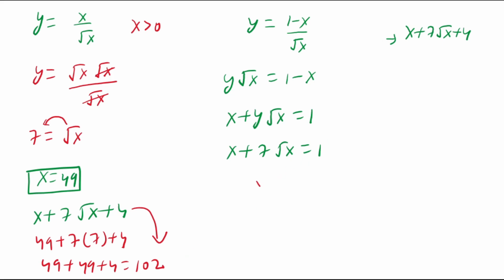And for x plus 7 times square root of x plus 4, we know that the value of x plus 7 times square root of x is 1. So this expression is replaced by 1 plus 4, and this is 5. So we have two possible values, 102 and 5.